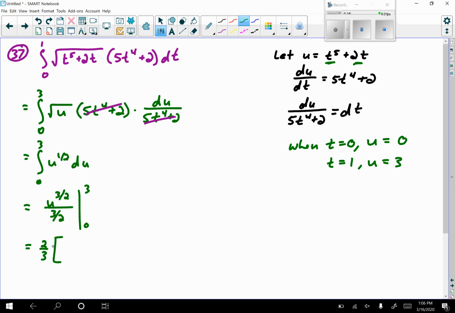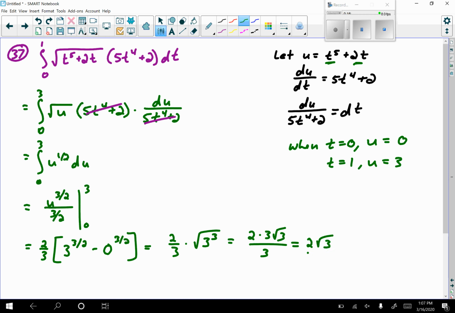And then, I'm going to combine this one step. So we're going to get 3 to the 3/2 minus 0 to the 3/2. So this becomes 2/3 times, really this is the square root of 3 cubed. So this becomes 2, and then this will become 3 radical 3 over 3. These 3's divide out, so we just have 2 radical 3.